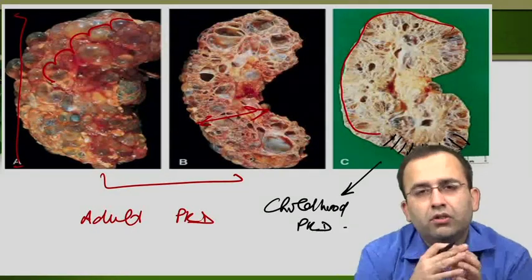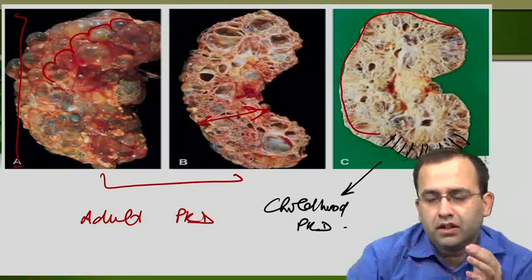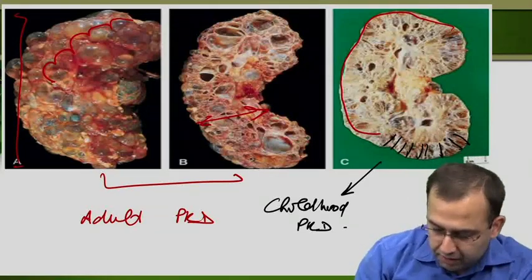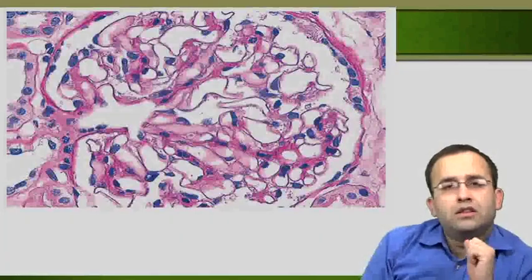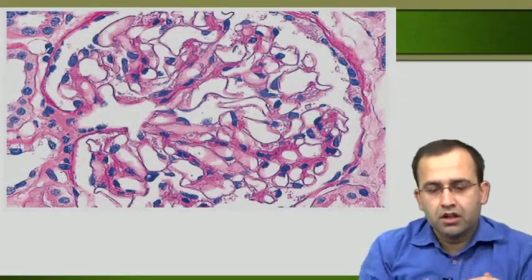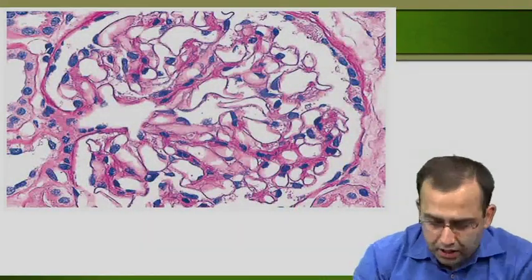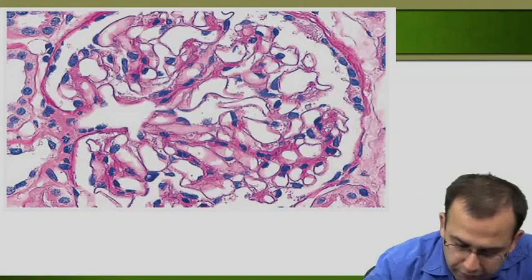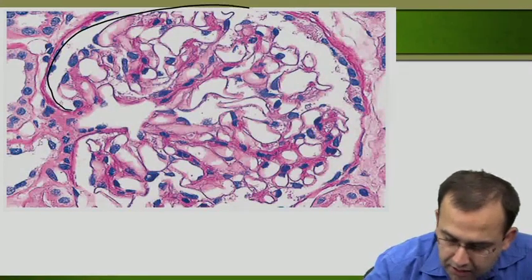Next point. So these were the gross images. Now let us start with one of the toughest topics in systemic pathology, that is kidney. See, the microscopy is unbiased. Structure, organ, disease. Now I am sure all of you are able to make out that this is a glomerulus.